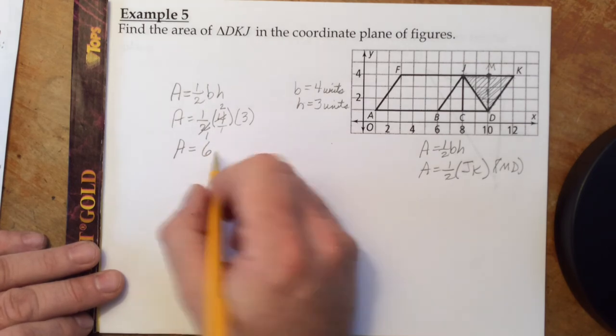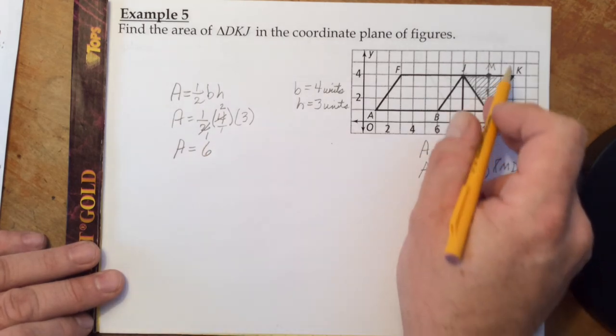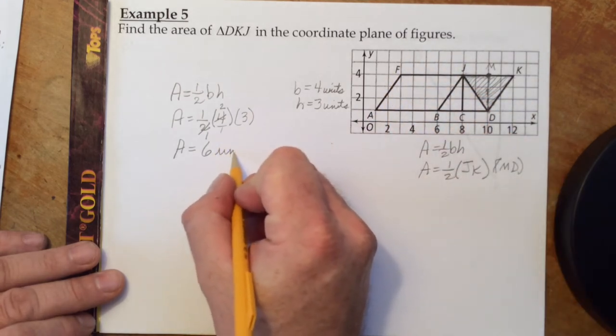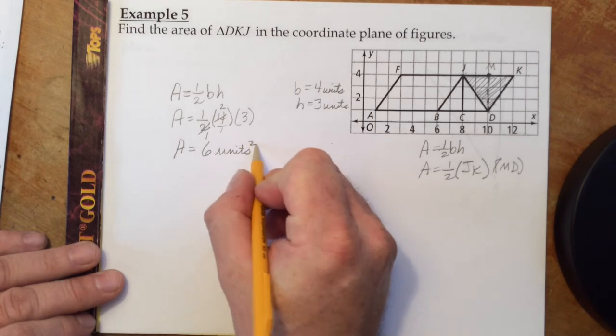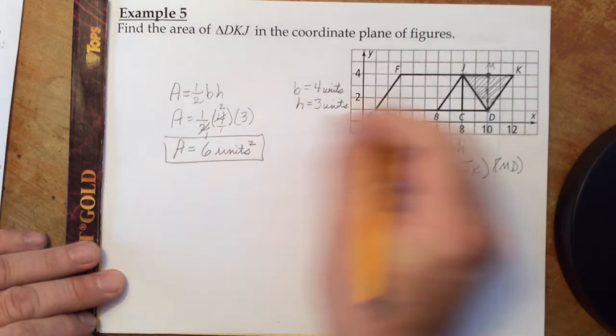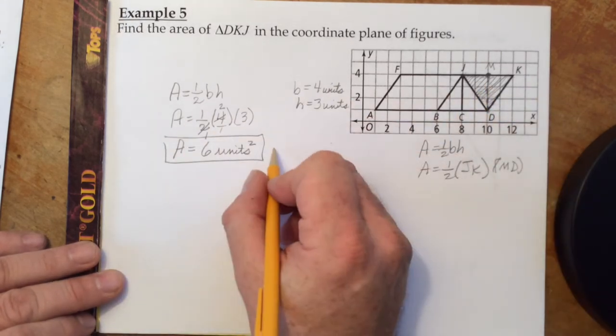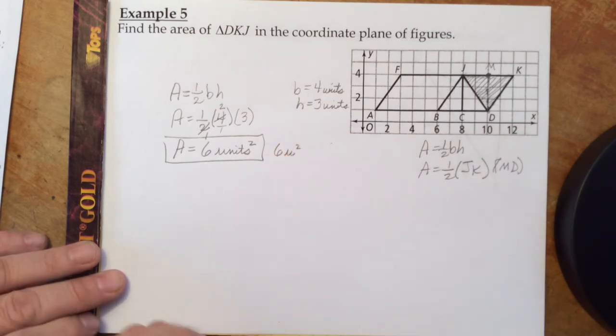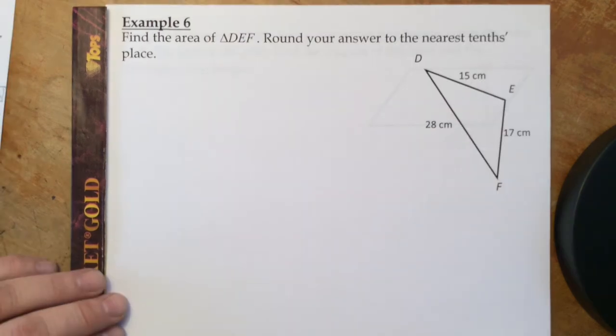Now this is 6. These were square units. We don't have any specific name for these, so we just call them units. So we have 6 square units for the area of this triangle right here. You can also write 6u squared, and that's okay too.